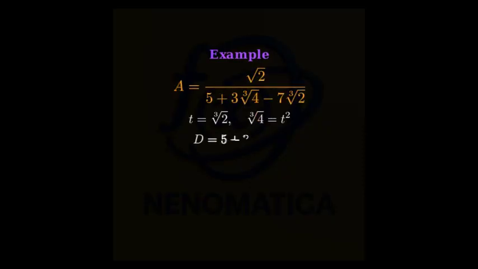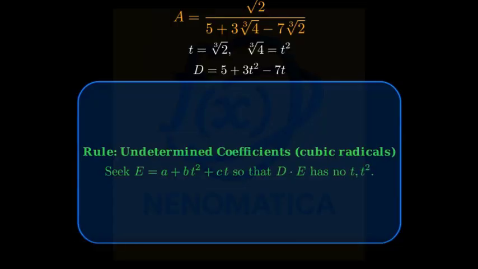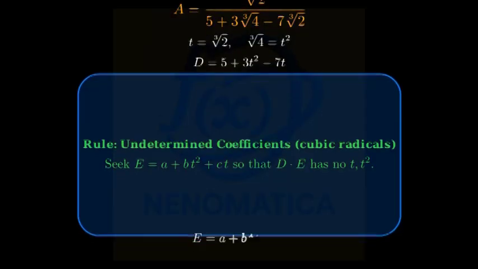Step 1. To simplify notation, let t be the cube root of 2. Then the cube root of 4 is t squared. Our denominator becomes 5 plus 3t squared minus 7t. We'll use the method of undetermined coefficients to build a factor that cancels the t and t squared parts when multiplied with the denominator.